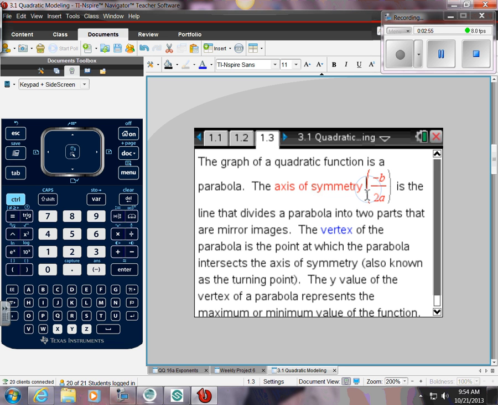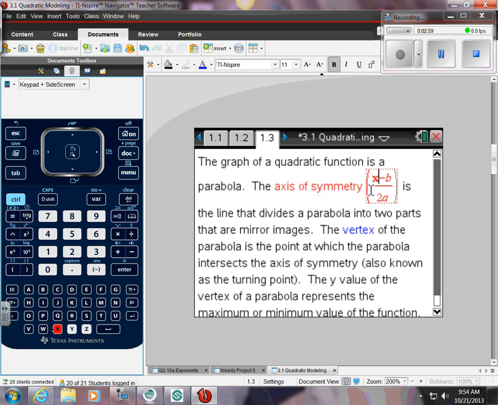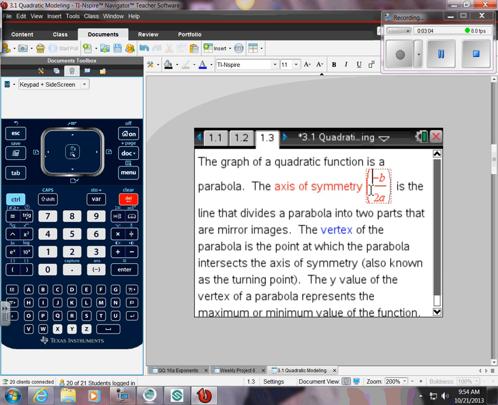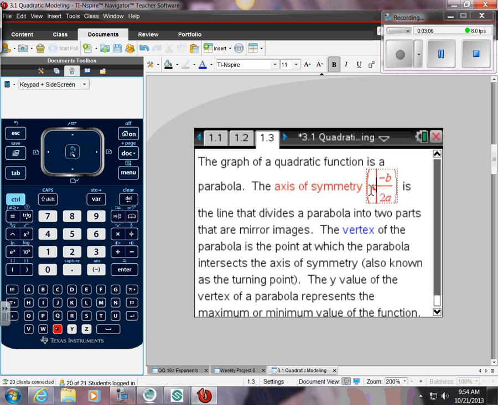Okay, next page. Some of the important information here. This should say x equals, I apologize. Ooh, that's ugly. Okay, the graph of a quadratic function is a parabola, right? The axis of symmetry is x equals negative b over 2a. Is it coming back to you? Yeah, the axis of symmetry is x equals negative b over 2a. X equals is what kind of line? Vertical or horizontal? Vertical, okay.